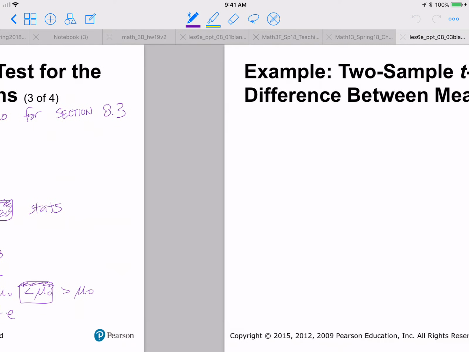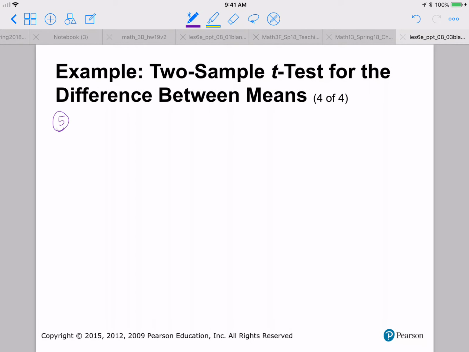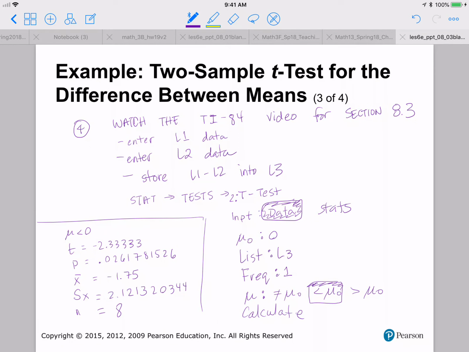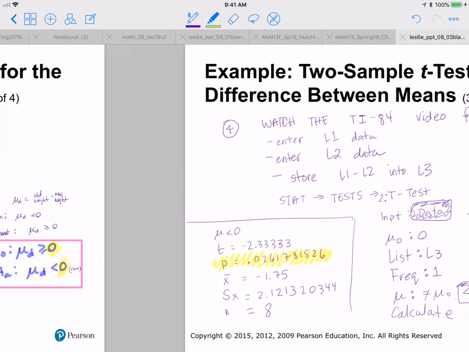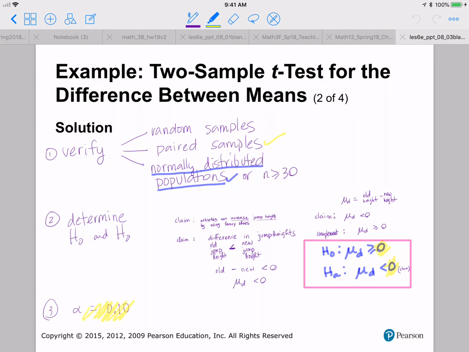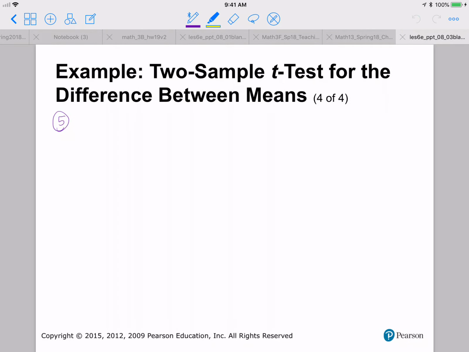So my next step is to figure out if I'm going to reject H naught or fail to reject H naught. And I look at my p-value. My p-value is about 2.6%. Comparing my p-value with alpha, p is small compared to alpha. So since my p-value is less than or equal to alpha, I'm going to reject H naught.